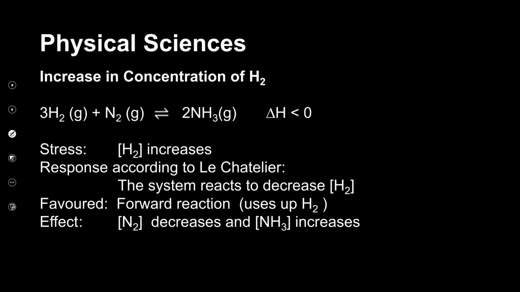Let's see what Le Chatelier shows us. There's an increase in the hydrogen concentration. What did Le Chatelier say? That the system will react to decrease the hydrogen gas. And for it to decrease the hydrogen gas, it must use up the hydrogen gas. And in using up the hydrogen gas, it actually means that the hydrogen and nitrogen must now favor the forward reaction. And when the forward reaction is favored, we will have less of N2, because the N2 plus the H2 has now increased the concentration of the ammonia.